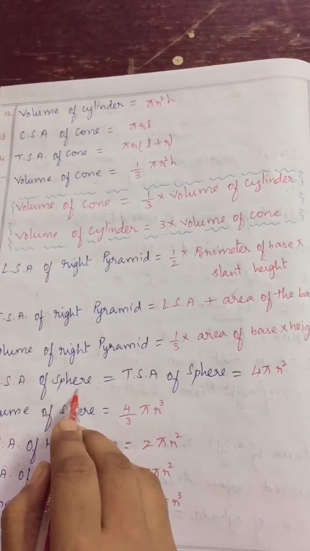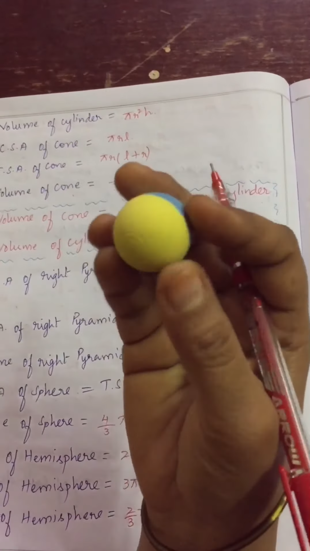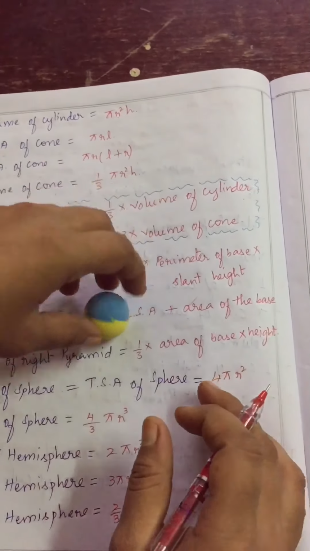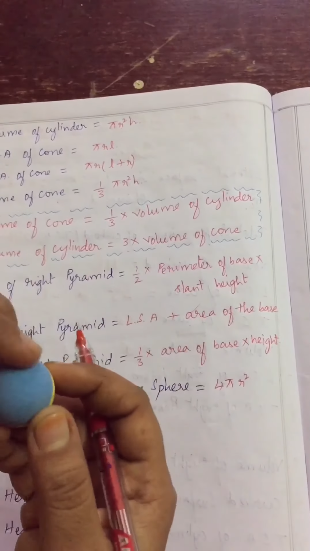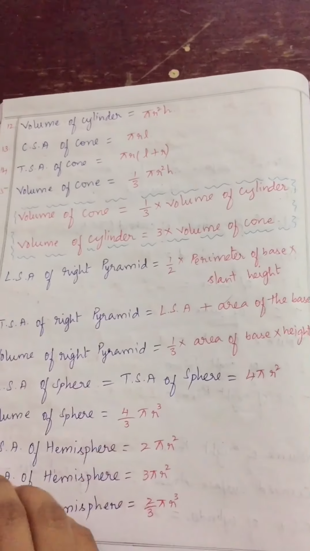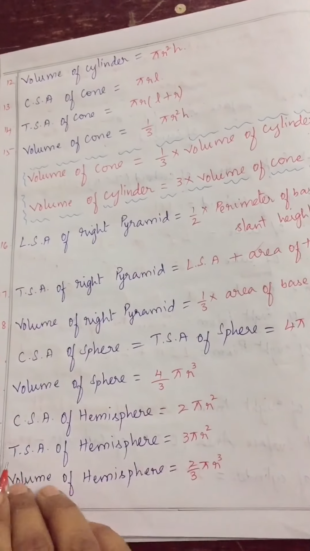Curved surface area of sphere and total surface area of sphere both are the same. See, when you observe the sphere, you are observing all parts. No part is hiding from you. If you keep the sphere here, you are observing all parts. That's why total surface area and curved surface area both are the same. That is nothing but 4 pi r square. Volume of sphere is 4/3 pi r cube, where r is radius of the sphere.